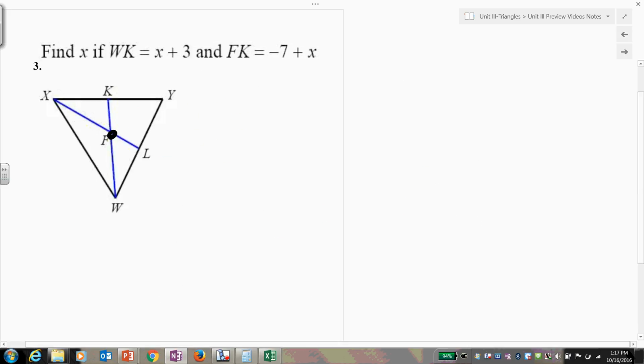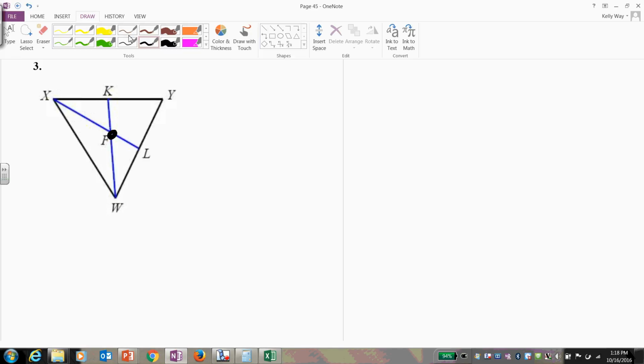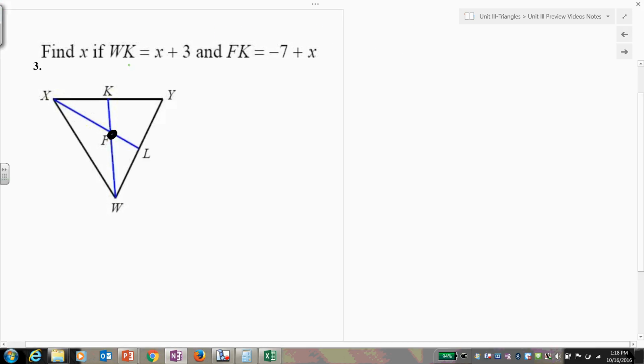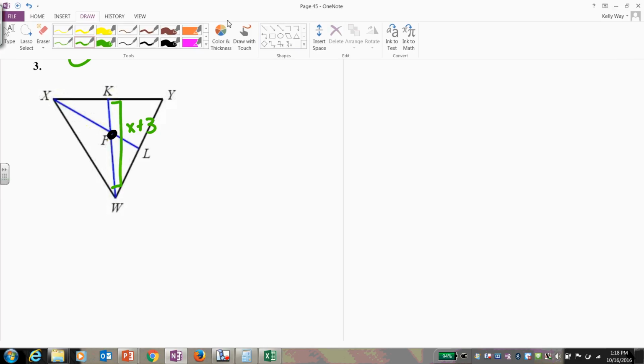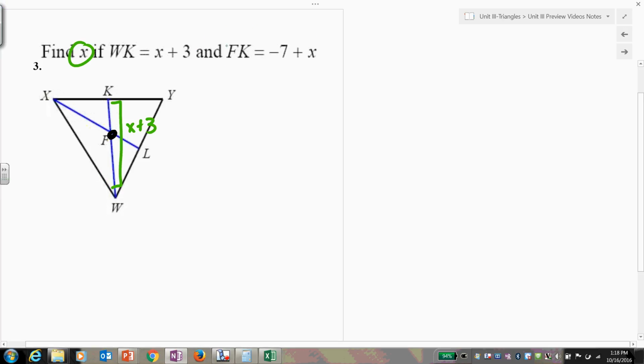Right here, F is a centroid. We're going to do one more with algebra here. It says we want to find x if WK, which is the whole thing, is x plus 3. And we are given that FK, which is this guy right here, is negative 7 plus x. We're supposed to solve.